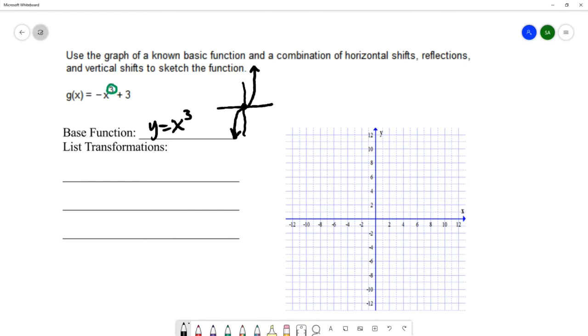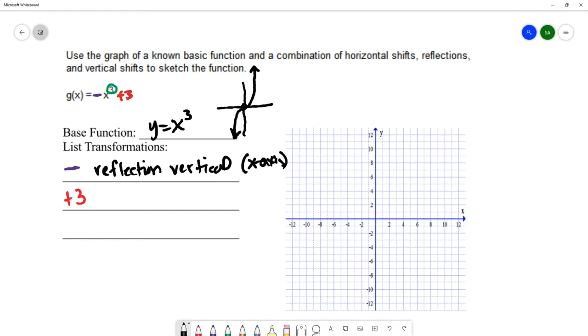Then we want to look for the transformations in this particular equation. In this equation, we see this negative that's out front, that's one transformation, and then we have this plus 3 that's added, and that's another transformation. Now, with my transformations, I need to have them memorized, and whenever I have a negative multiplied, I'm going to have a reflection. When the negative is multiplied on the outside, like this one, it's a vertical reflection. So that's a reflection over the x-axis.